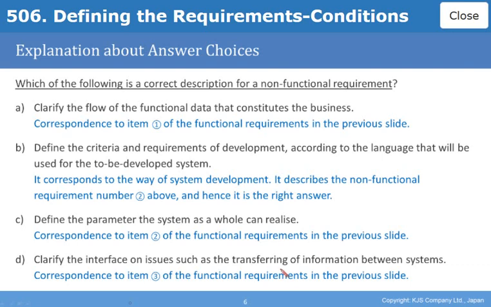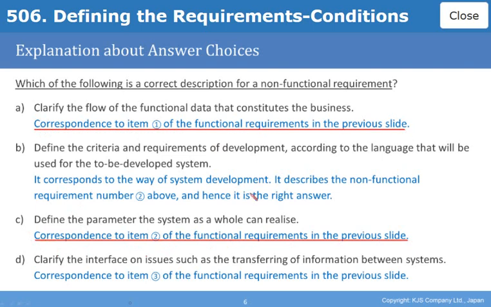So, to return to the original question, which was which of the following is a correct description for a non-functional requirement, let's look at option A. Clarify the flow of the functional data that constitutes the business. This in fact corresponds to item 1 of the functional requirements in the previous slide. Look at option C. Define the parameter the system as a whole can realize. This corresponds to item 2 of the functional requirements. So these two are both functional requirements.